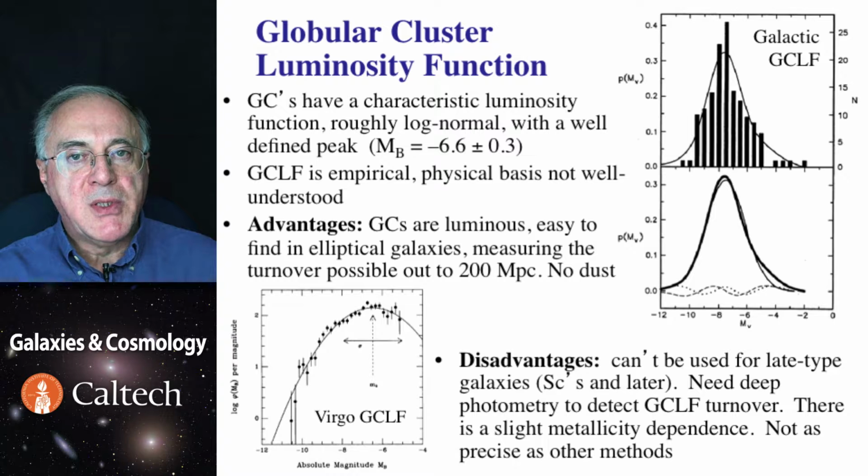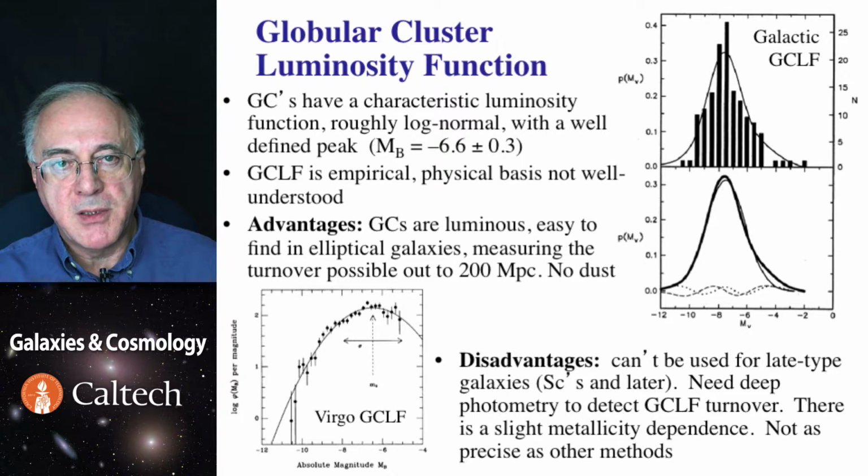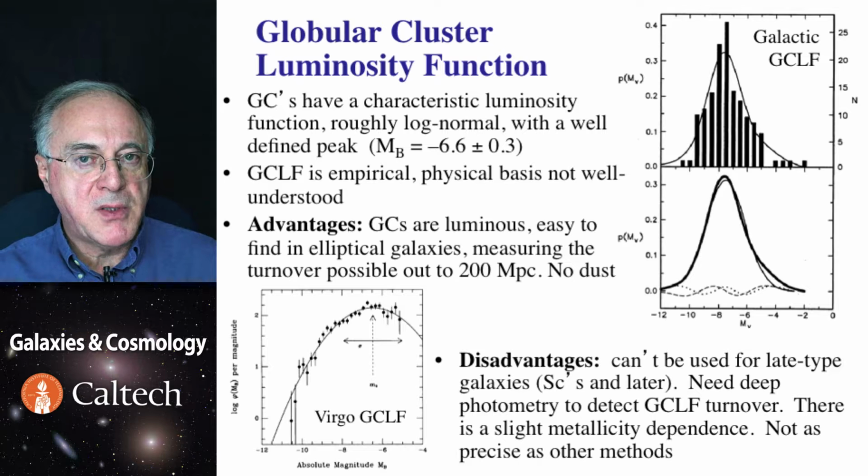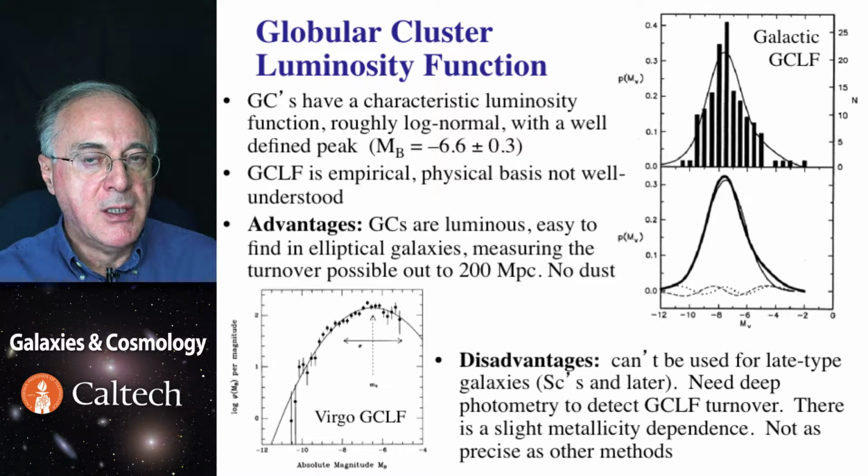There are a couple more statistical methods that are based on stellar indicators. Globular star clusters themselves have a distribution of luminosities. It turns out that their distribution function, the luminosity function of globular clusters, seems to be universal among galaxies for reasons that are not really well understood at all. Actually, we can think of many reasons why this shouldn't be the case. But empirically, they do seem to be very similar.